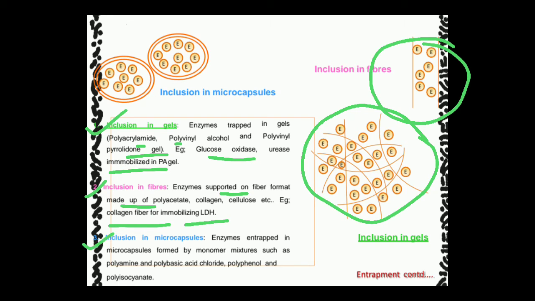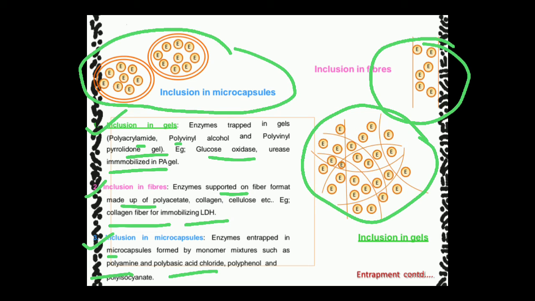And the inclusion in microcapsules, that is enzyme entrapped in the microcapsules formed by monomer mixtures such as polyamine and polybasic acid chloride, polyphenol and polyisocyanate. This is the example of inclusion in the microcapsules.